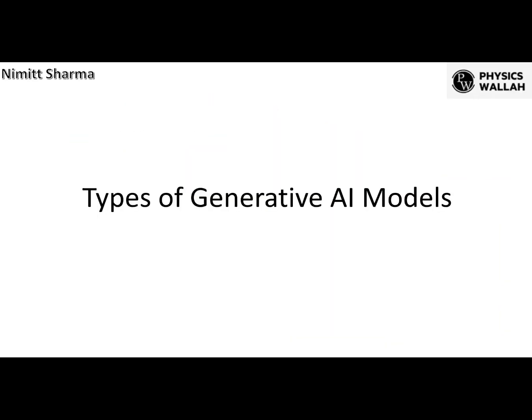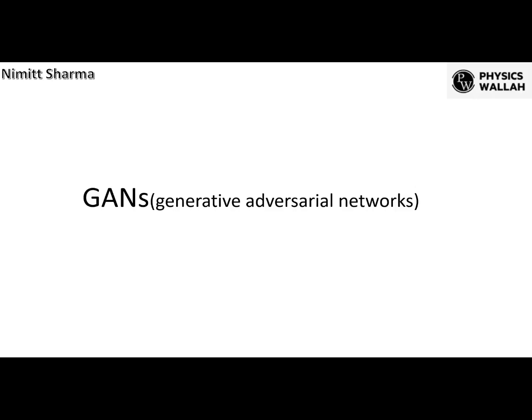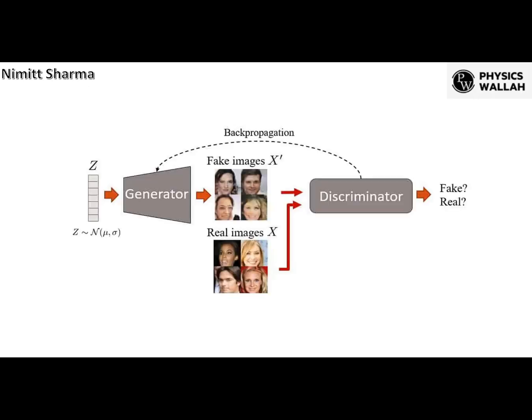Types of generative AI models. And the first one we have is GANs, Generative Adversarial Networks. A GAN is made up of two AI models. One is the generator and the other is the discriminator. This constant battle makes both of them better, and that's how you get AI-generated deepfakes, art, and even fake Drake songs.